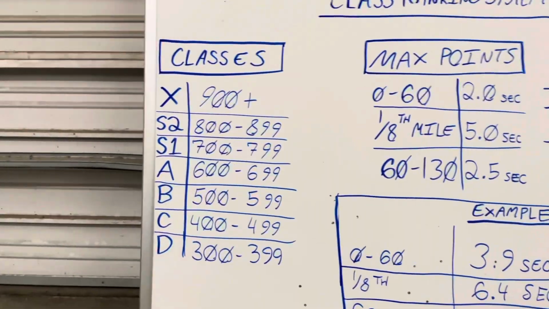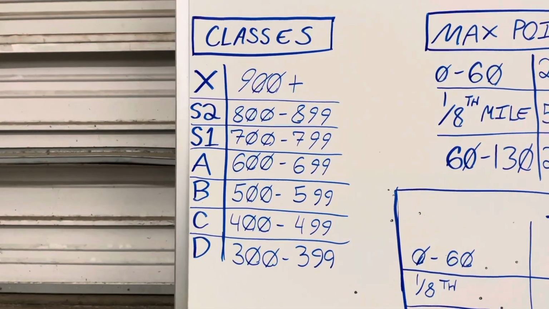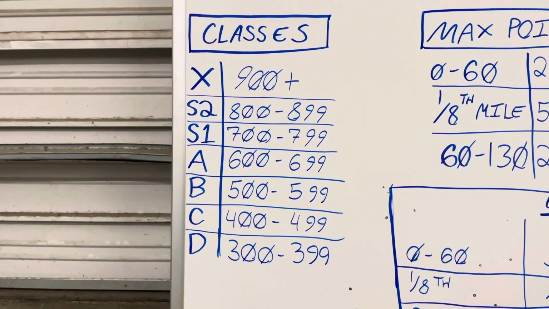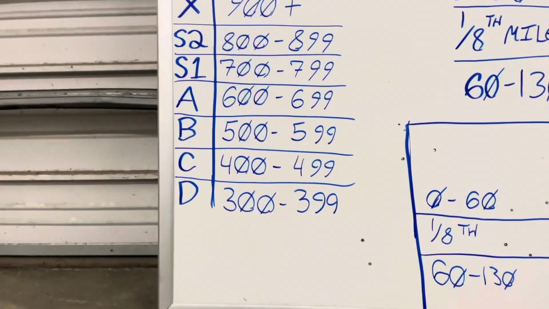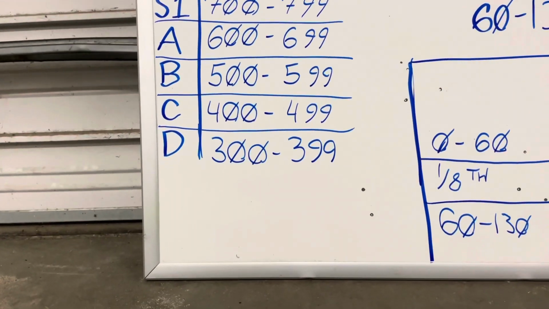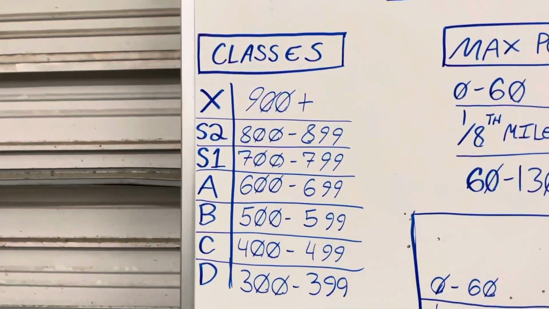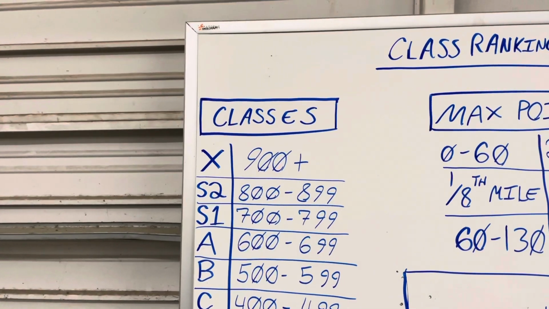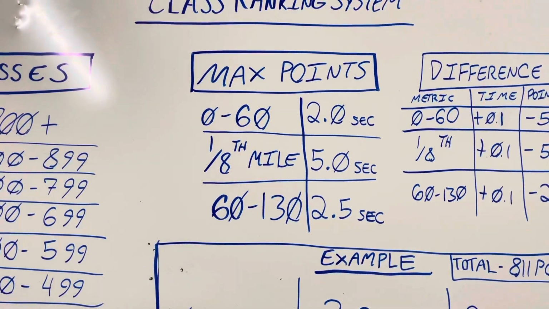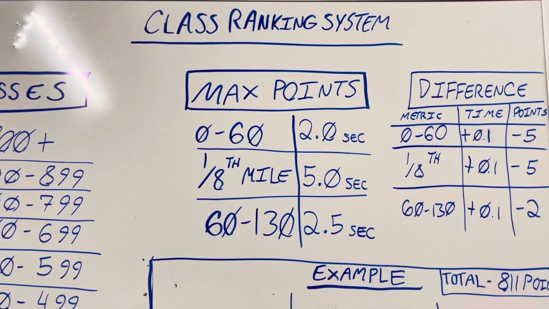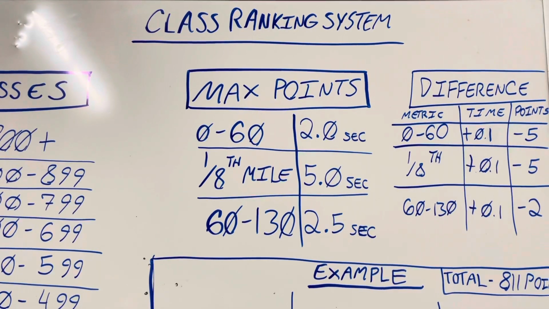With all the classes that you see on there, your total score at the end of the video is going to decide what class you get put in. D class is the lowest, which is anywhere from 300 to 399 points, and X class is the highest, which would be 900 plus. For the points in each metric, 340 points is the most that you can get.